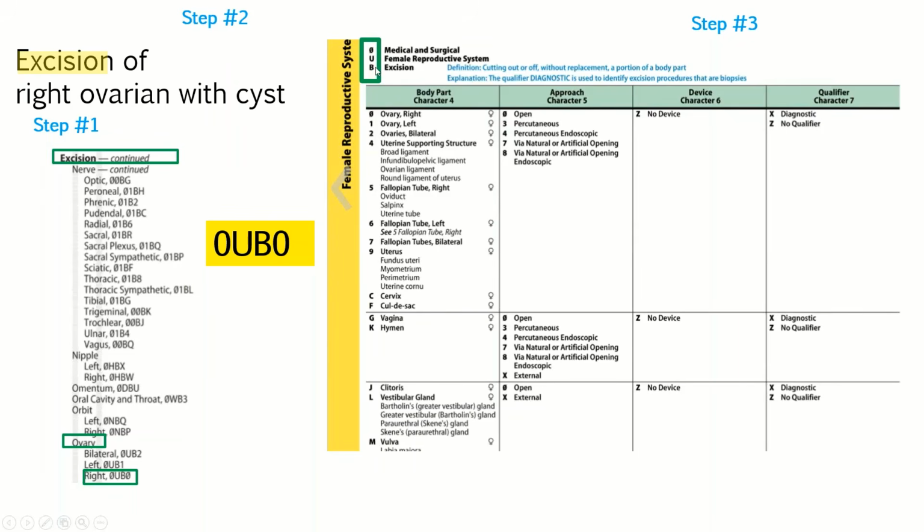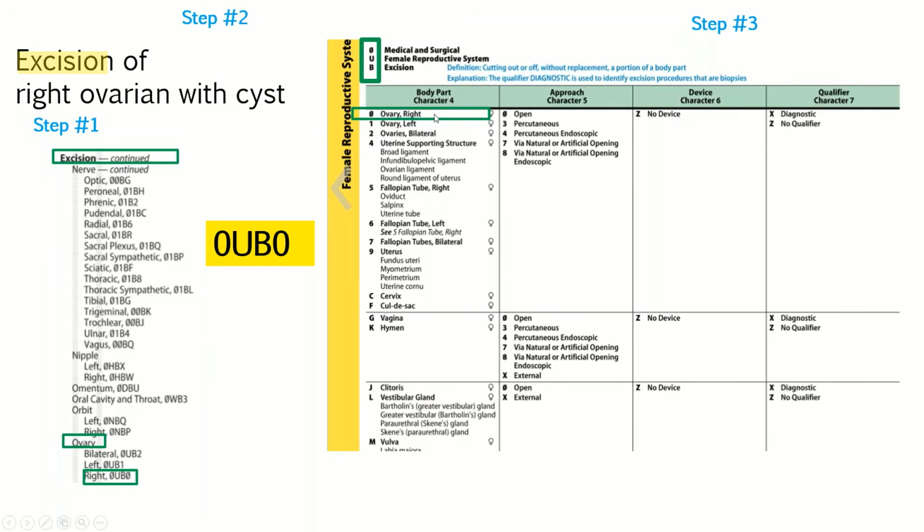There it is, 0UB, and I love the blue verbiage. This is your objective, and I like to read it while I'm studying because it reminds you that you are cutting out or off without replacement a portion of a body part. All right, so we're on the correct road. 0UB, medical surgical. Yeah, this is medical surgical section. U is female reproductive system, and B is excision. All right, our 4th character was given to us. It's 0, and guess what? It does match the fourth character body part of right ovary.